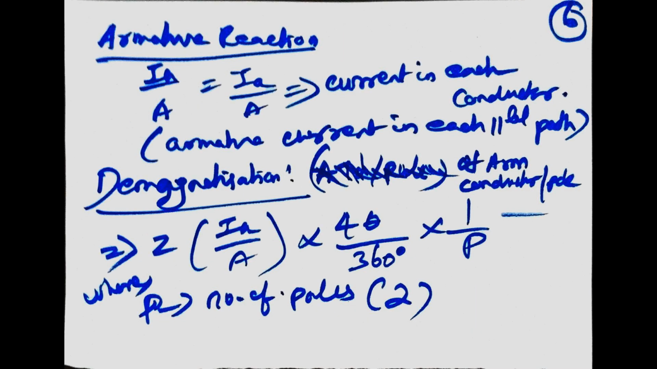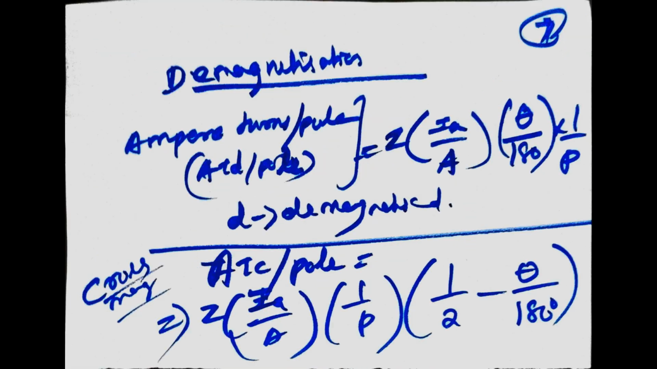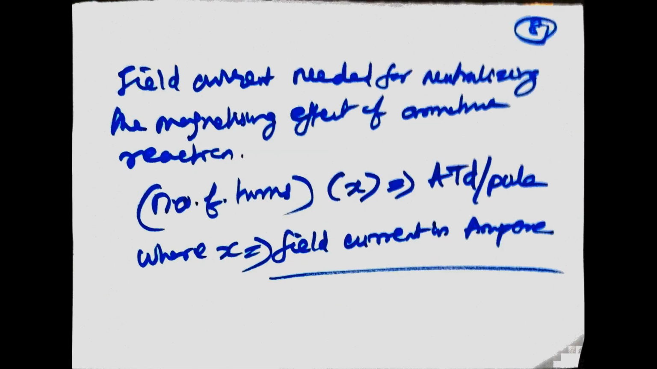Demagnetization ampere turns per pole: ATD per pole is equal to Z (Ia divided by A) into theta divided by 180 into 1 by P. Cross magnetization: ATC per pole is equal to Z into Ia divided by A into 1 divided by P into (1 divided by 2 minus theta divided by 180 degrees). Field current needed for neutralizing the demagnetizing effect of armature reaction: number of turns into X is equal to ATD per pole, where X is the field current in amperes. That is the field current formula. ATD is the demagnetizing ampere turns per pole.